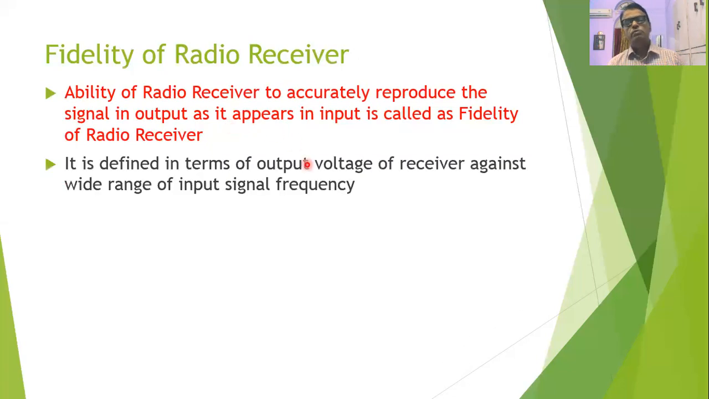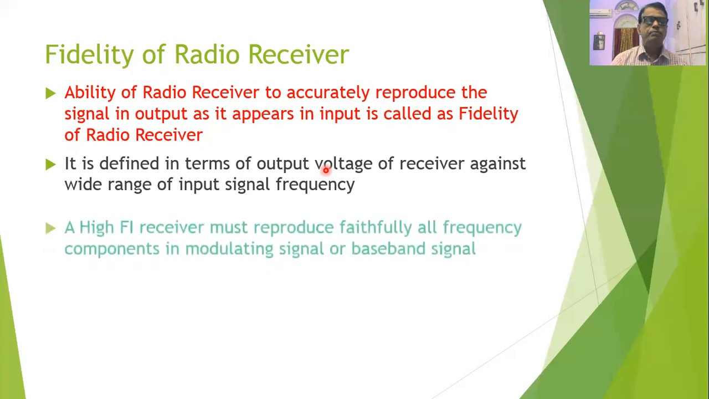Fidelity of the radio receiver is measured or defined in terms of the output voltage of the receiver against a wide range of the input signal frequency. So when we go on changing the frequency, the output will go on changing. So the output voltage is measured against the wide range of the input signal frequency.